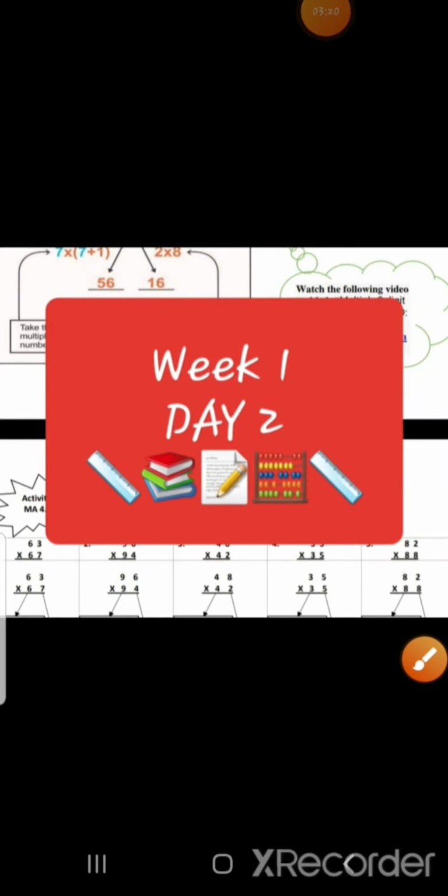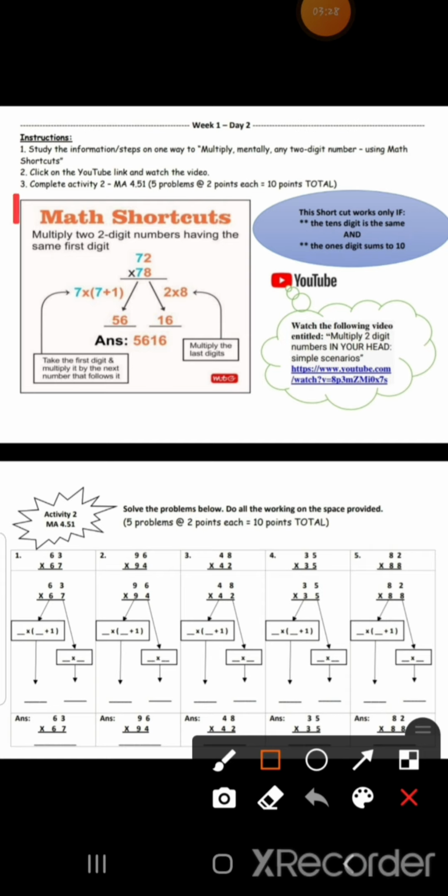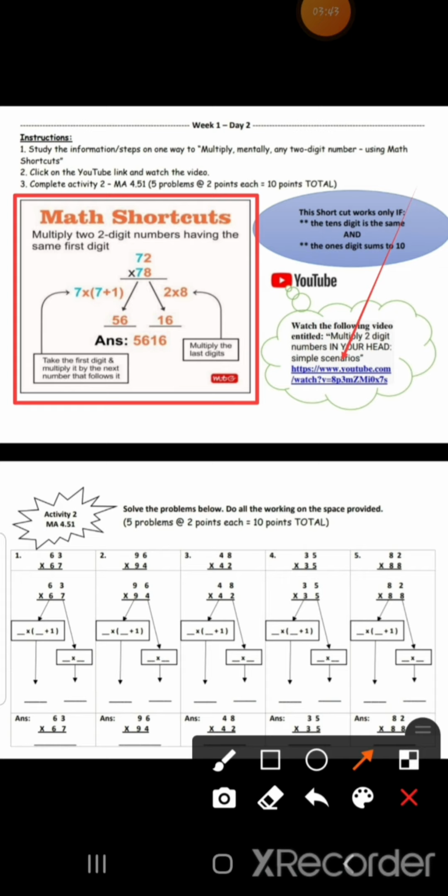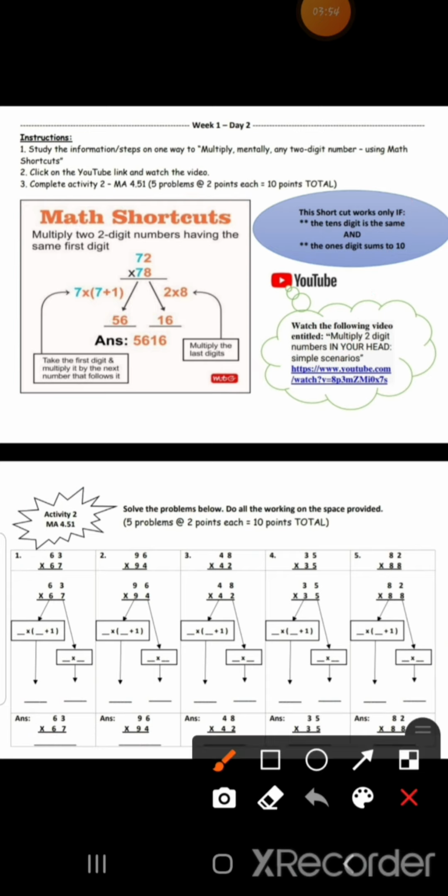Let's take a look at day 2. For day 2, our instructions again tell us to read and study the information or the steps on how to multiply 2-digit numbers mentally using math shortcuts. Then we click on this link here, so that we can finalize our day by completing the activity there.